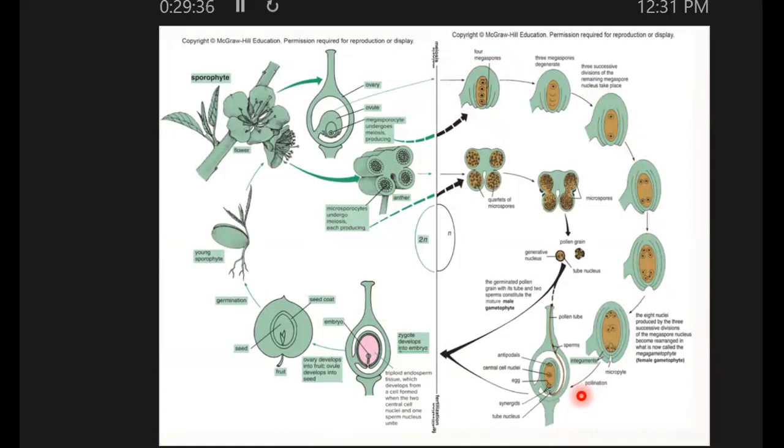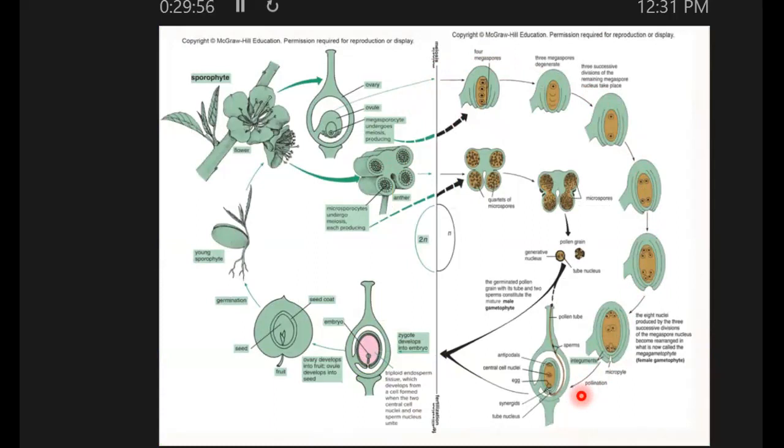So in lab today, you'll work through these. If you can have this life cycle up on your laptop, and I think your lab manual has one as well, it'd be a good idea to have it available as you're looking through the slides, so you can kind of step by step work through this process from start to finish.